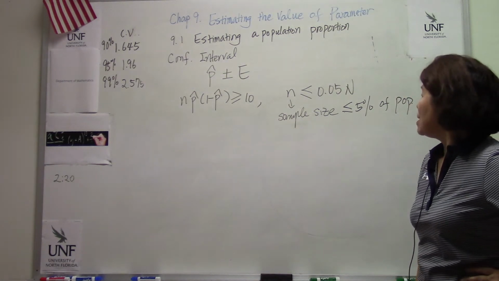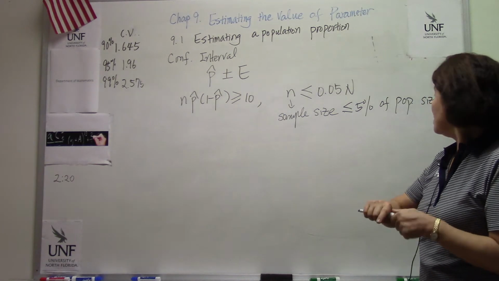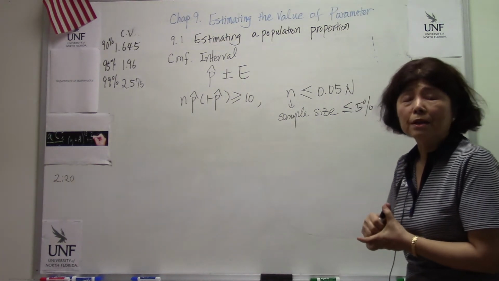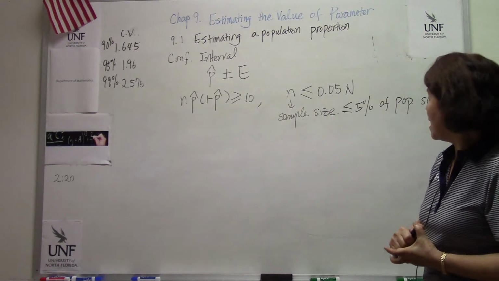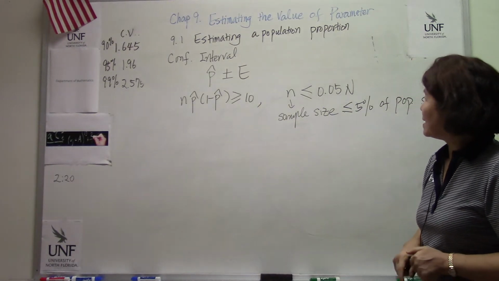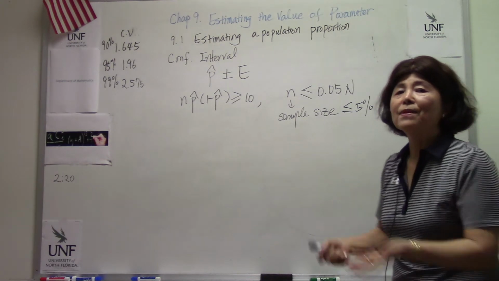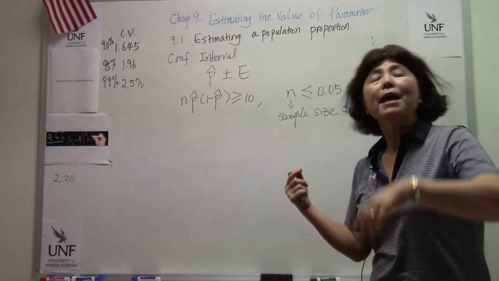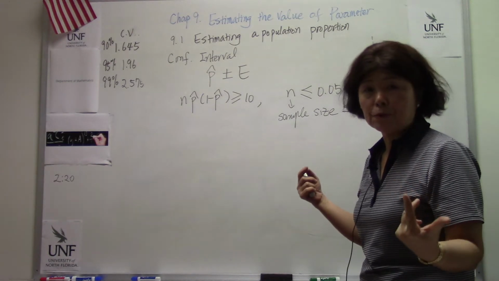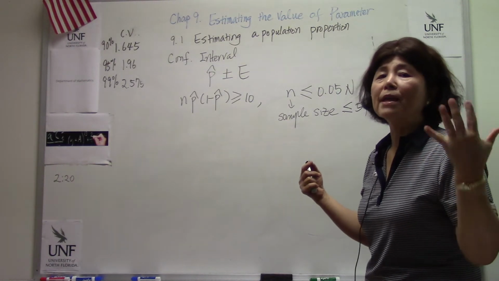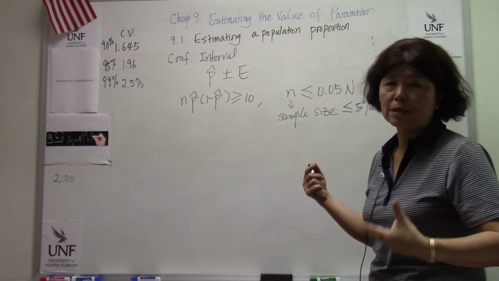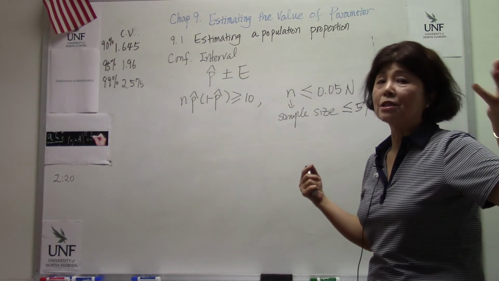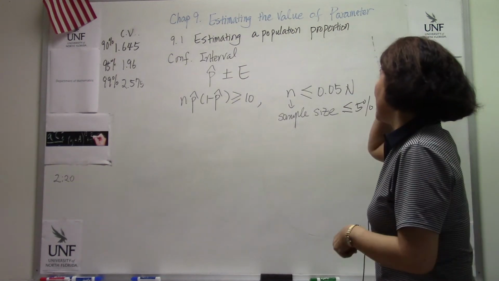So why do we require that? For example, let's say the population is university, UNF students, okay? And for the sample, we want some kind of independent opinion so that when they make a decision of yes or no for the sample proportion, they have independent opinions. So the previous student's answer does not affect your answer.